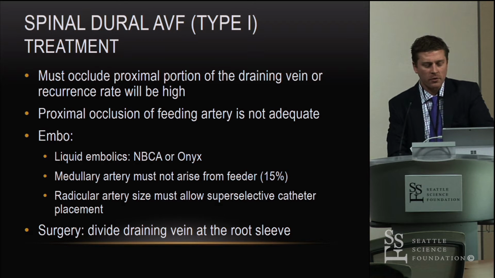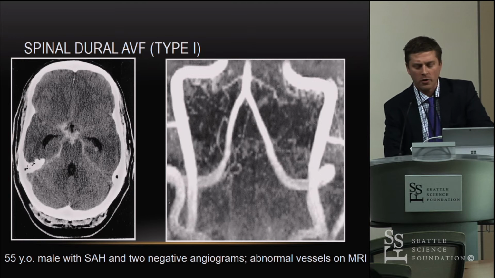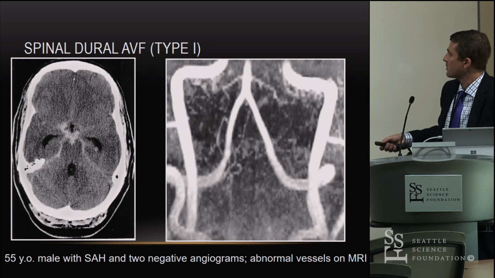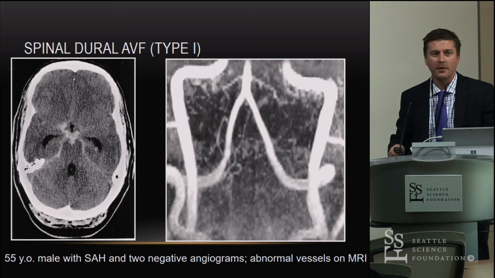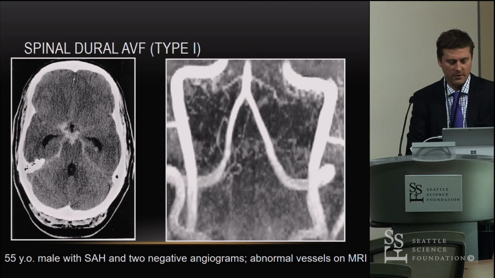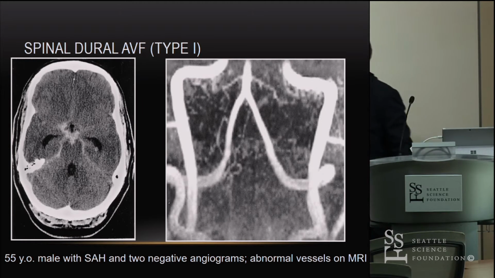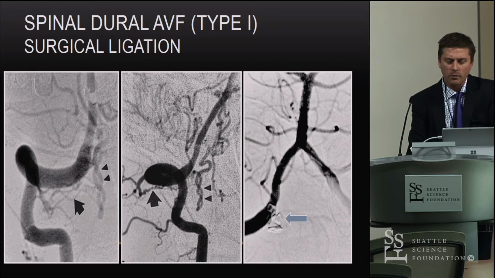At surgery, we have to divide the draining vein, as I mentioned. Here's an example of a subarachnoid hemorrhage with a vertebral fistula. Okay, well, there's a fistula just at the vertebral artery, just here, and that was divided with surgical clipping, and you can see that the draining vein is gone on the far right panel.